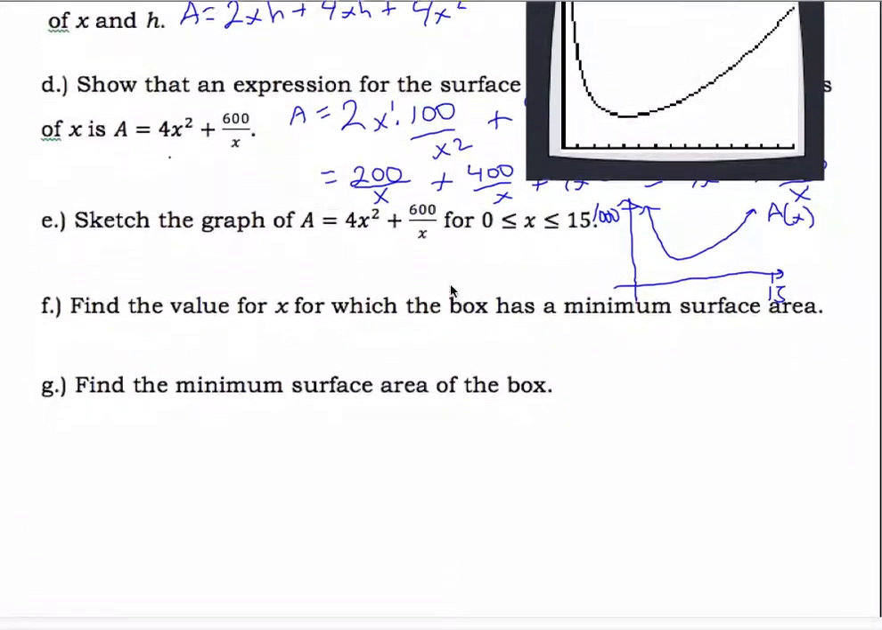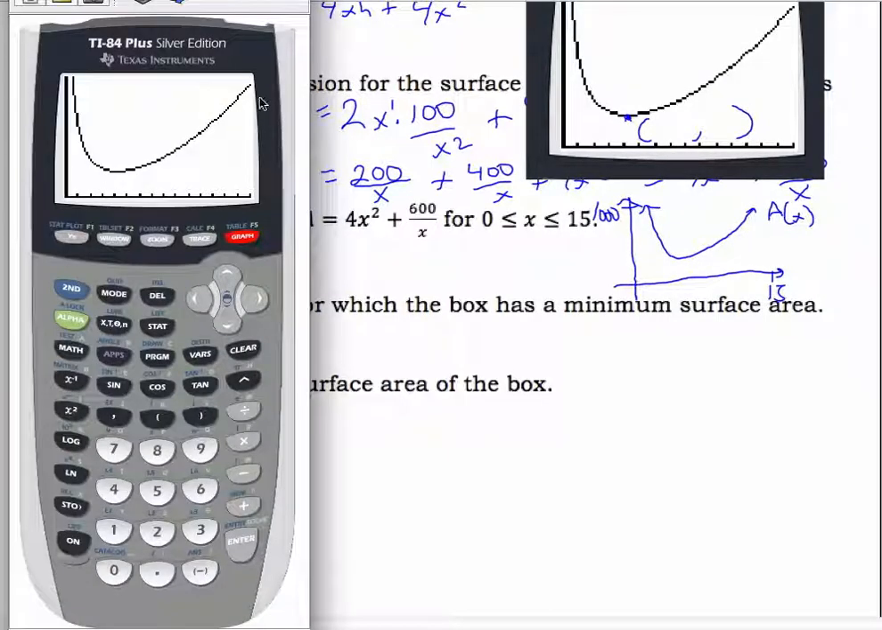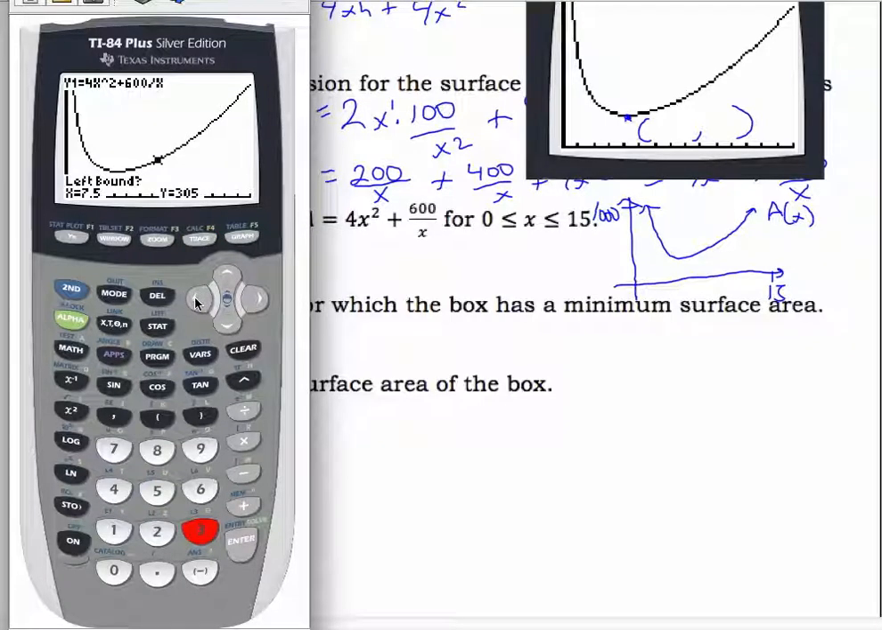Okay, find the value of x for which the box has a minimum. So your minimum point is going to be down there. And we can do that with the GDC. Second function, trace, minimum is number 3. And let's go to left bound. Okay, and press enter on right bound. Enter, guess right on there. Okay. So we've got, let me copy that.